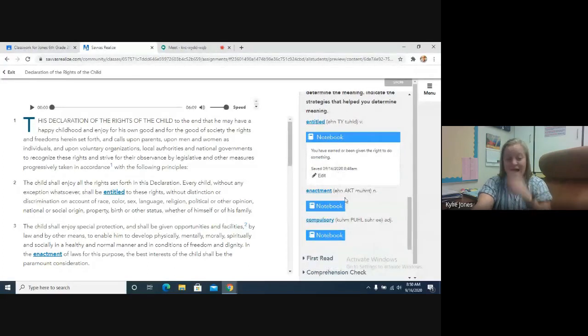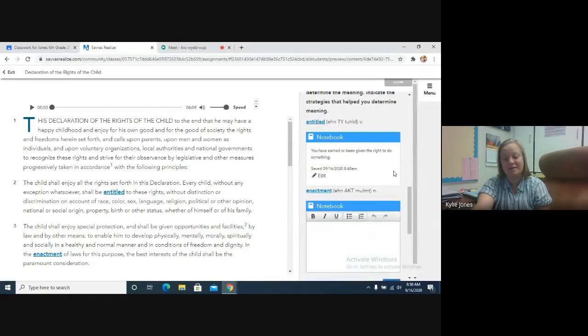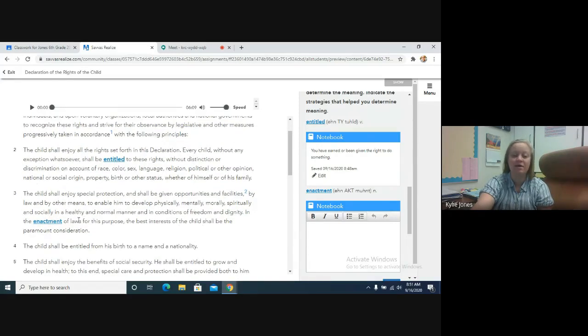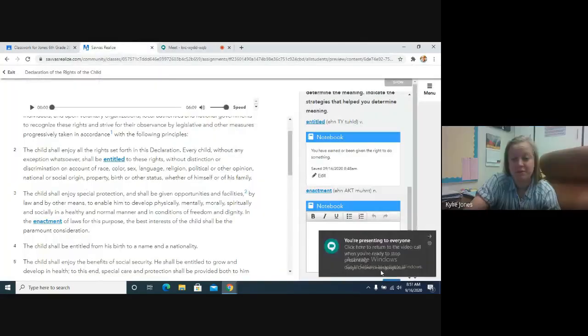Let's talk about enactment. This is another one. Any ideas before we click on the word? Enactment. Maybe you go over to the left and read the sentence. It says, in the enactment of laws for this purpose, the best interest of the child shall be the paramount consideration. It's going to be a fun one to read. Any ideas? Able to do something? The ability to do something? Yeah. Let's look and see.